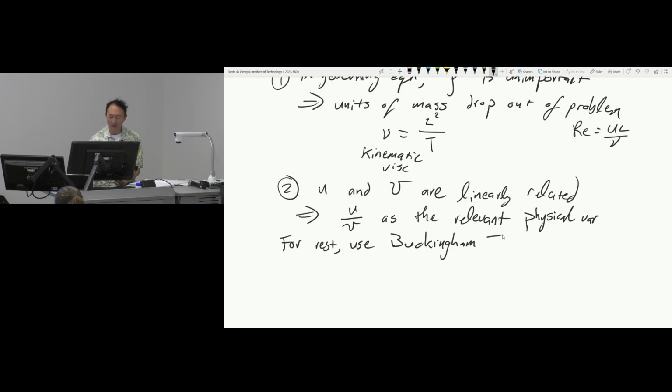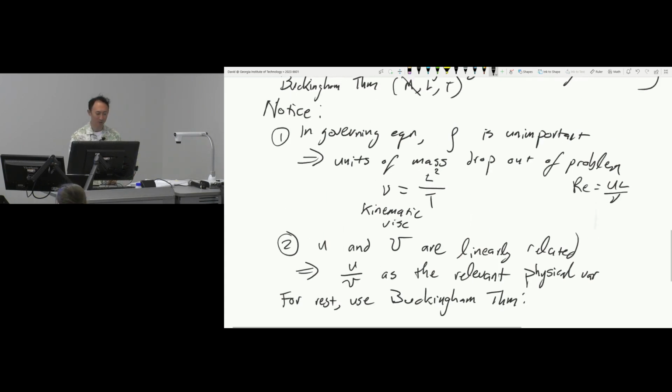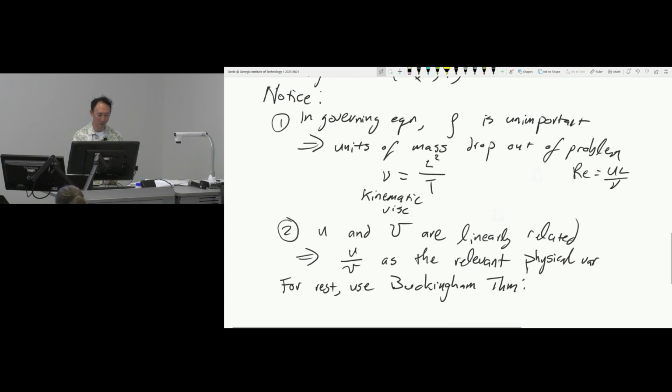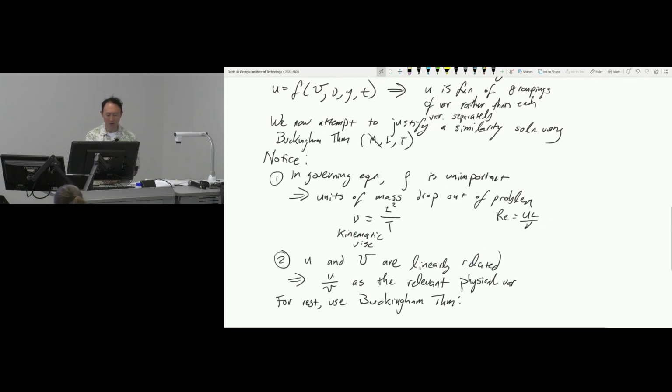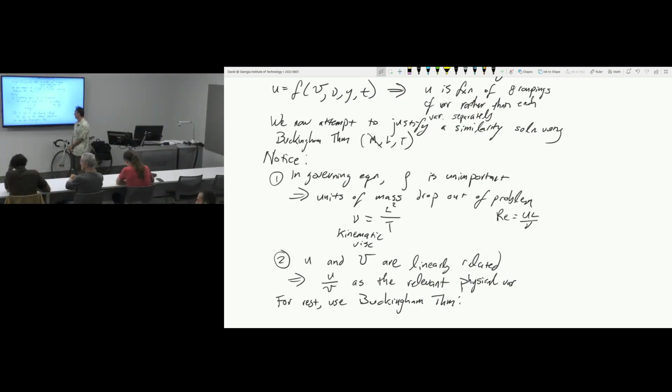I think this is a good time to see at your seats if you can use Buckingham's theorem for those variables, and if you can't, we'll do a quick exercise to do it together. So use Buckingham's theorem and figure out what the remaining pi group is.